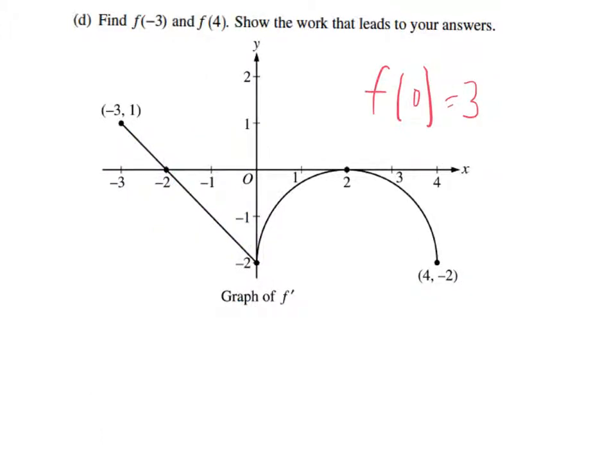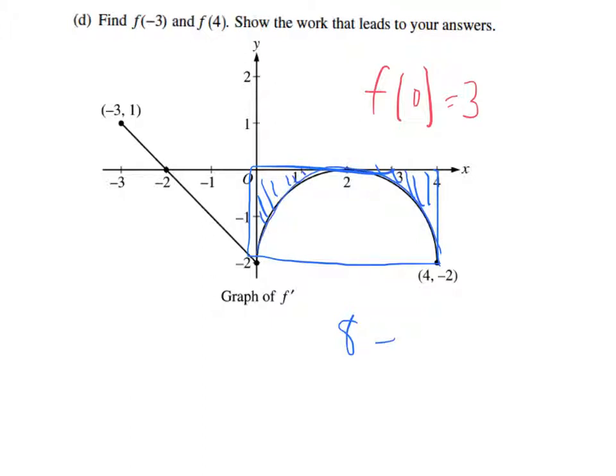Okay, so for finding f of 4, again, we can think about the integral from 0 to 4. And the integral from 0 to 4 is going to be this shaded region right here. So what is that shaded region? Well, to get that, you can figure out the area of this rectangle, which is a 4 by 2 rectangle. So that's 8 minus the area of this semicircle.